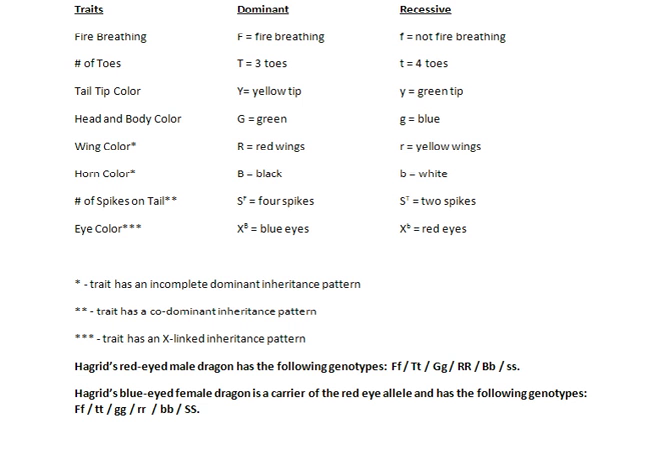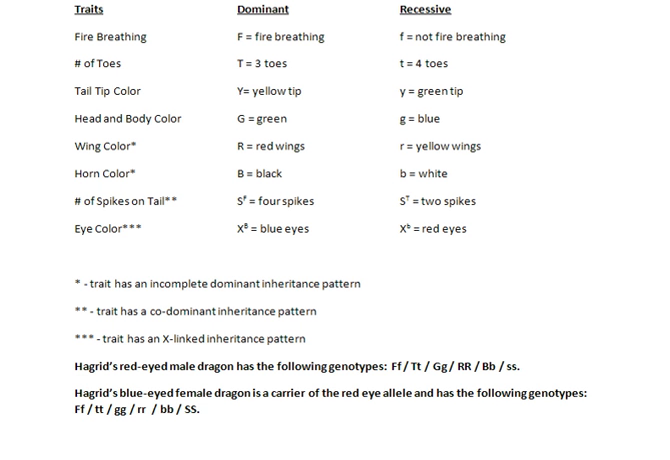The wing color, as you can see with the asterisk, is an incomplete dominance inheritance pattern. So red wing color is incompletely dominant to yellow, which means if there is a heterozygous, they're going to have a blending of those 2 colors. Just like the horn color, black is incompletely dominant to white, so if there is a heterozygous, you're going to have a blending.